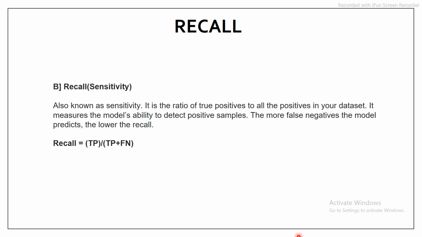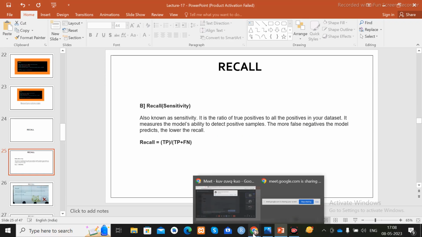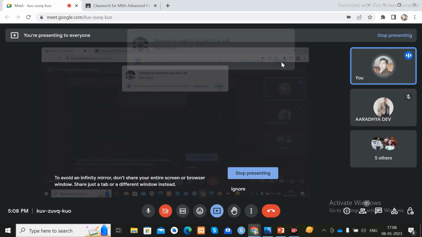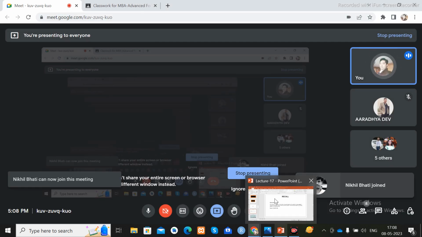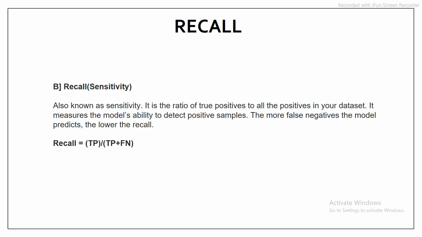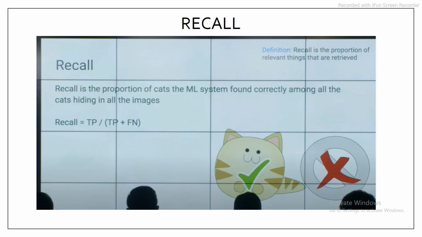Okay, so if you just want to detect the positive samples in the data set, whether a person is infected with COVID or not, in that case you try to see how many people are really COVID positive. So our main intention in recall is to detect the positive samples. Recall is the proportion of relevant things that are retrieved. Recall is the proportion of cats that the ML system found correctly out of all the cats hiding in the image.